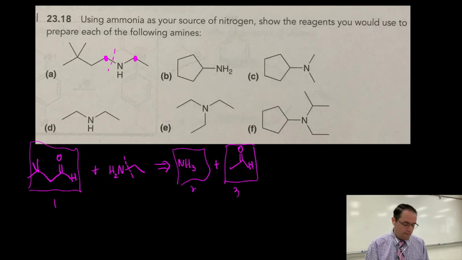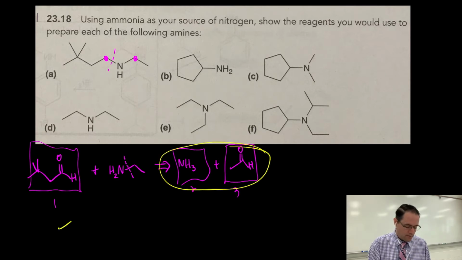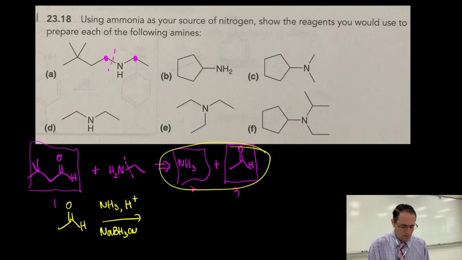So the first step we want to do is we're going to do this reaction here. So let's start off with acetaldehyde. We're going to add ammonia, okay, H+, NaBH3CN, and that's going to make my ethylamine. Boom, got it.